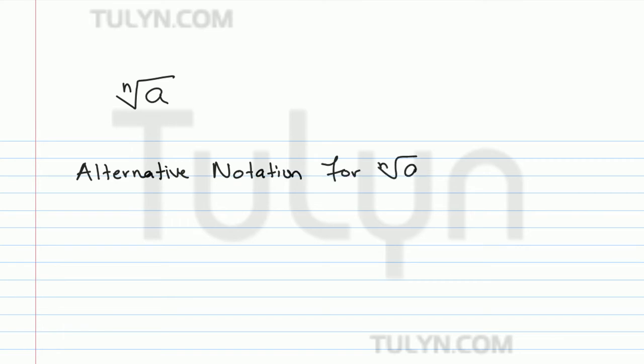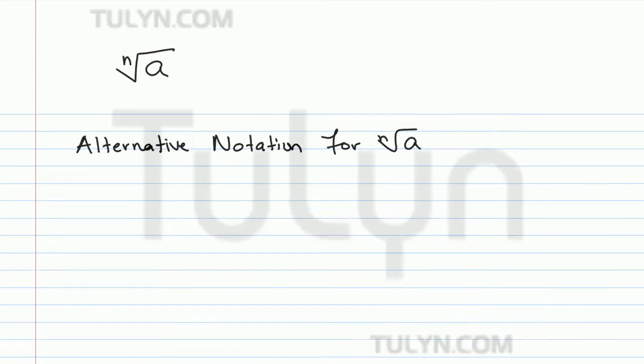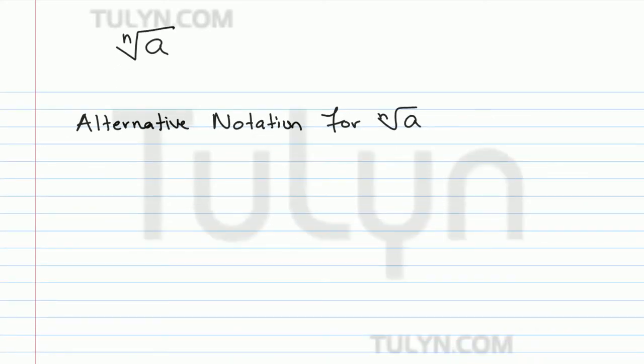So there exist two different ways in which we can write the nth root of a. So we know that given a real number, the nth root is written like this, right? But there actually exists an alternative notation for the nth root of a, and this is where we use something called a rational exponent.